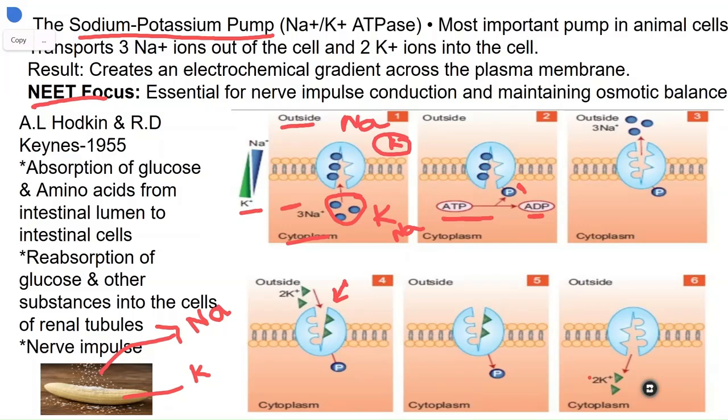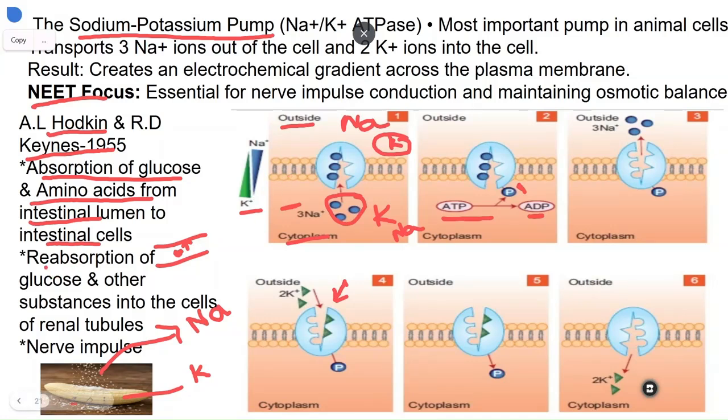Now here you can see this is a very important sodium potassium pump, where the substances are going against the concentration gradient, and this was for the first time explained by Hodgkin and Keynes in 1955. And the same sodium potassium pump is useful in the absorption of glucose and amino acids from the intestinal lumen into the intestinal cells. So when your digested food is ready in the intestinal lumen, the substances will move into the intestinal cells against the gradient by this particular process.